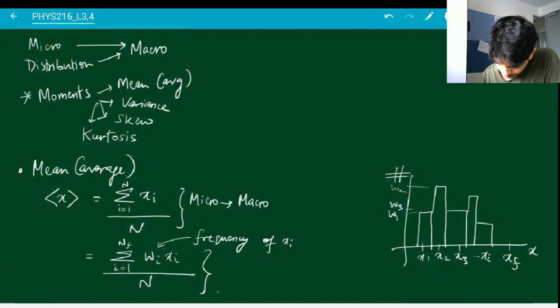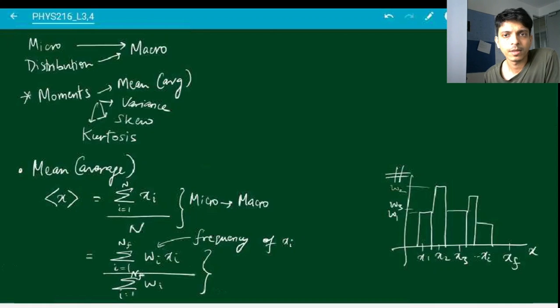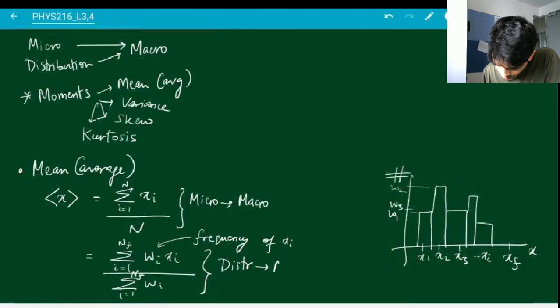So then this is the formula in terms of this distribution. In this formula, I shouldn't write n because I don't know what the total n is, but I do know this is summation wi, i again going from 1 to nf. Because if I add up this whole histogram, then I will get the total number of points in the end. So this is the formula that takes you from a distribution description to the macro state description. So here's how you do it, starting from micro or starting from distribution. This is how you can calculate the mean.